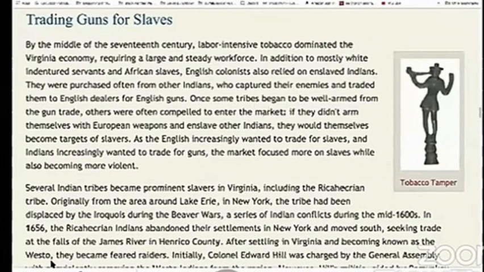Once some tribes began to be well armed from the gun trade, others were often compelled to enter the market. So as soon as one tribe was getting strapped up, you needed to survive, and the other one started, we needed to get guns too. So if they didn't arm themselves with European weapons and enslave other Indians, they would themselves become targets of slavers. As the English increasingly wanted to trade for slaves, and Indians increasingly wanted to trade for guns, the market focused more on slaves while also becoming more violent.